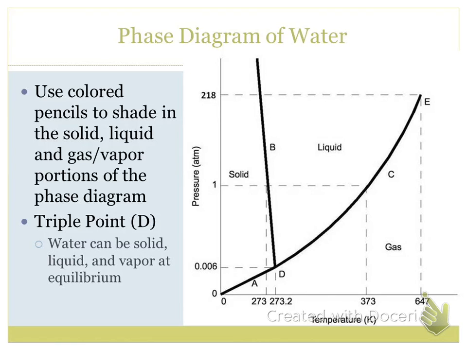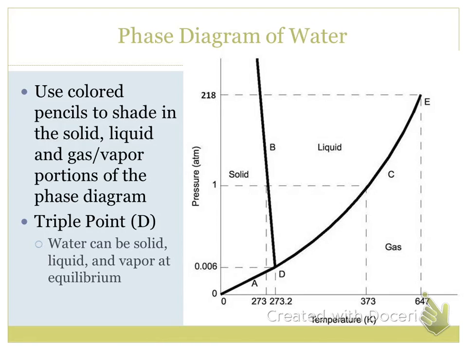So if we're at this strange set of conditions, that's extremely low pressure and not that low a temperature, a little over the freezing point, I guess. At very, very low pressures, we can see water exist in all 3 phases. So that's why we call it the triple point.